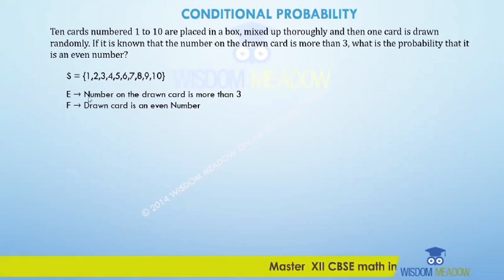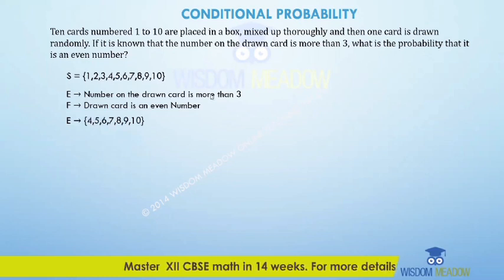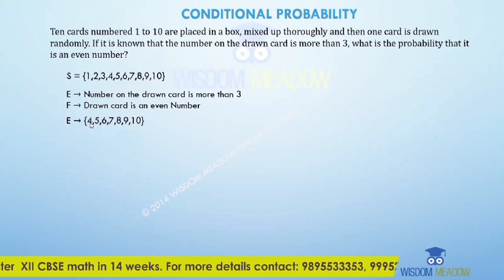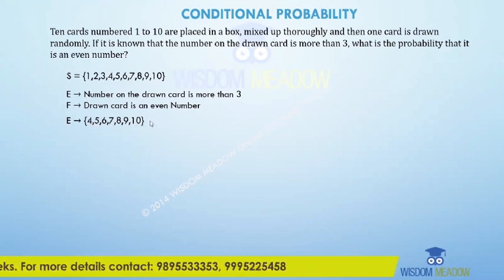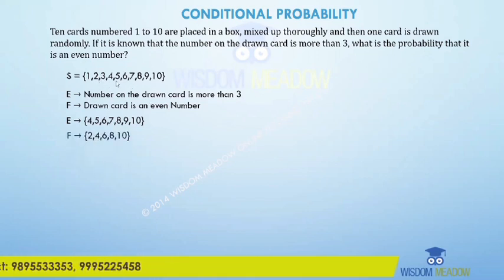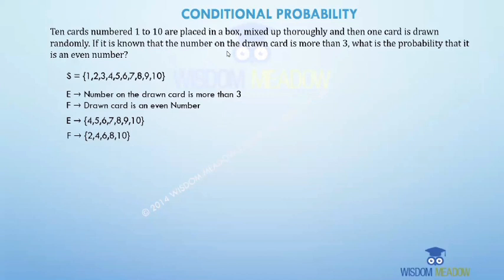Now let's write the favorable outcomes of the event E, which is more than 3. From the sample space, I write number 4, 5, 6, 7, 8, 9, 10, which is more than 3. Similarly, the favorable outcomes of F, which is the even numbers in the sample space, which is 2, 4, 6, 8, 10.